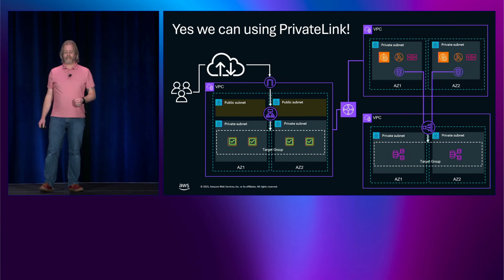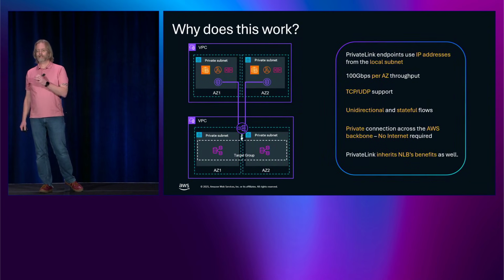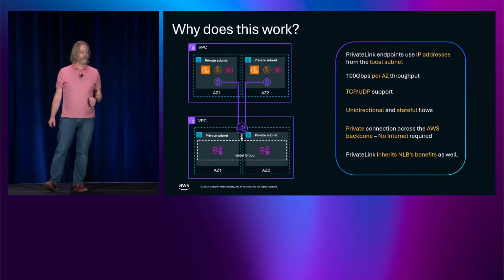So I'm using private link here. The reason why this works is that private link takes the local IP address of the subnet that its endpoint is sitting on. So it looks like your machines or your workload is just talking to something else on their subnet. You can go up to 100 gigs. Actually, you can go a little farther. But when you do, we start talking to you about doing more advanced things like sharding your NLBs.